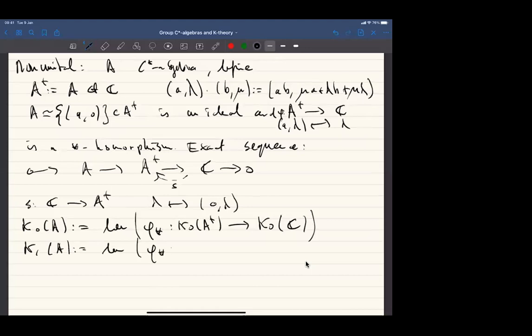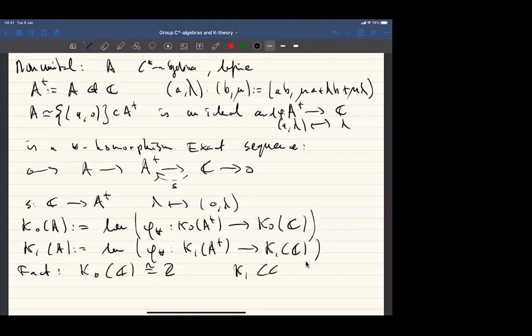And it turns out that when you do this, you get the right functorial theory, but we have the fact that K0 of C is isomorphic to Z, and K1 of C is always 0.